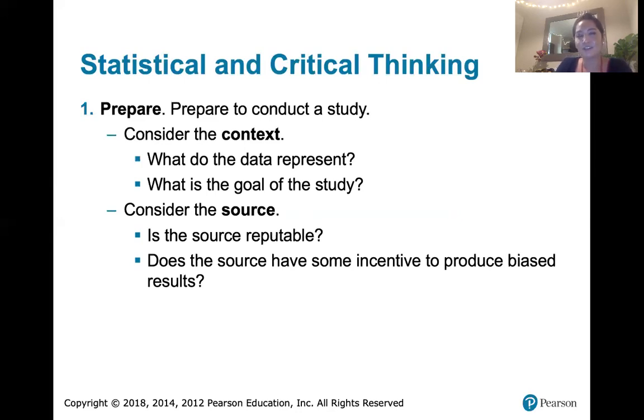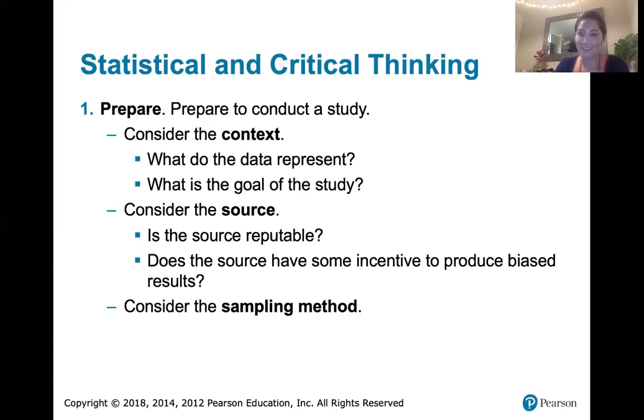So you want to consider the source and consider what the goals of the study are, and if they have something to gain from falsifying data or being biased in their presentation of data. And lastly, we want to consider the sampling method. If we understand the context of the data, and even if that source is reputable, if we're not sampling in the right way, we can learn something about the sample, probably using statistical methods, but it doesn't really apply to the original population.